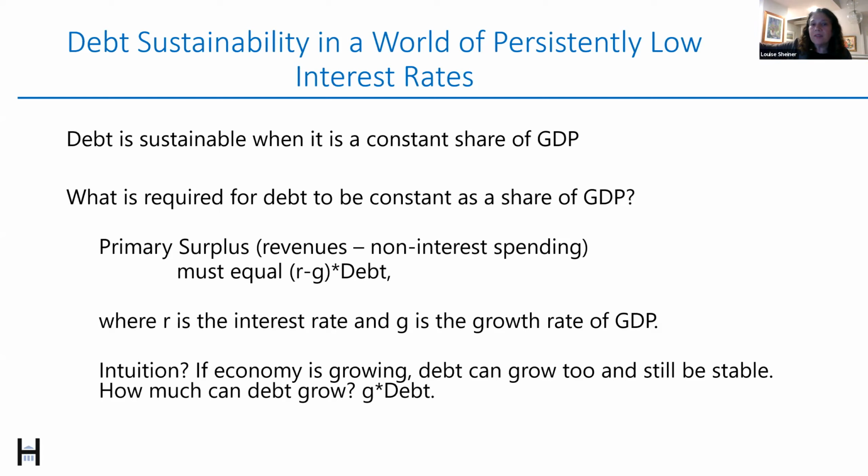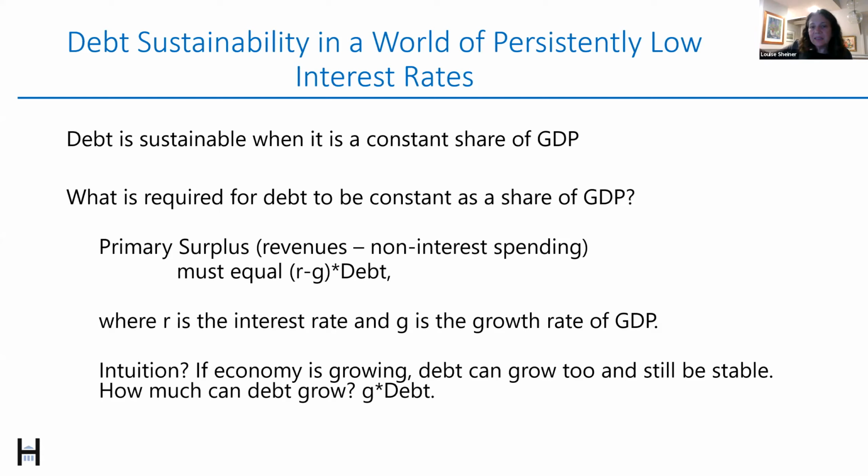So what is required for debt to be constant as a share of GDP? What is required is that your primary surplus, what is that? That's the revenues that you get minus everything you spend on things other than interest, right? So you actually have to have a surplus. You have to have extra money to pay interest, but it doesn't have to equal the interest times the debt. It has to equal what I write down as R minus G times the debt. R is the interest rate and G is the growth rate of GDP.